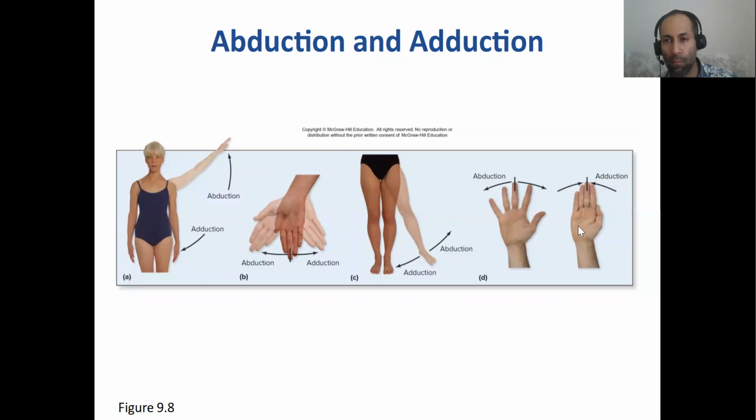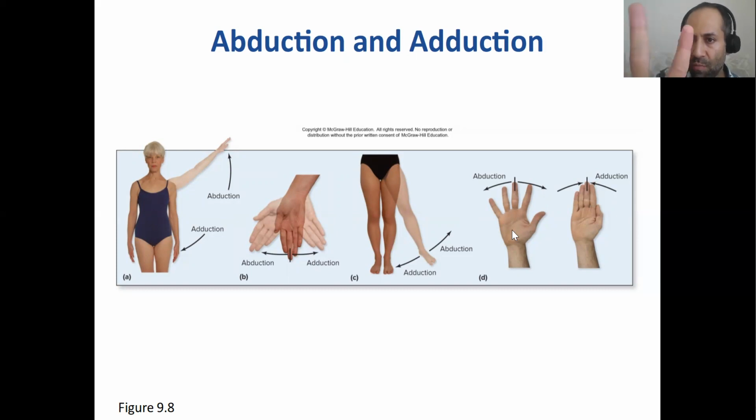Okay, some more movements: abduction and adduction. Abduction, as you see in the picture, is moving a body part away from the midline. So this is abduction of the shoulder. Same with the leg. Abduction of the leg, moving it away from the body, bringing it back towards the midline of the body. Adduction of the arm here, adduction, leg, adduction. For your hand, moving it away from the midline in the anatomical position, abduction, moving it closer to the midline, adduction.